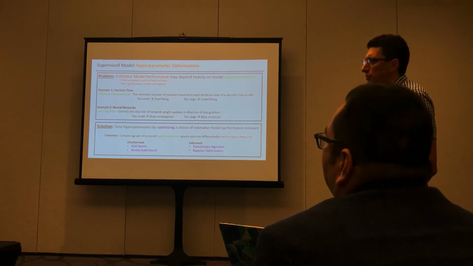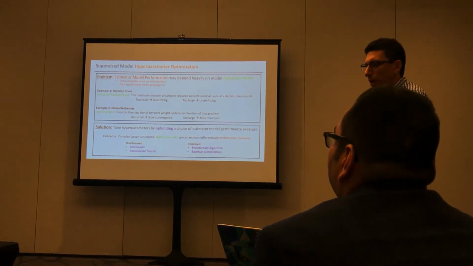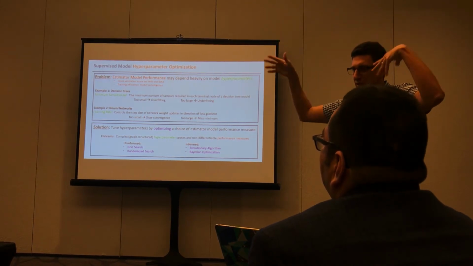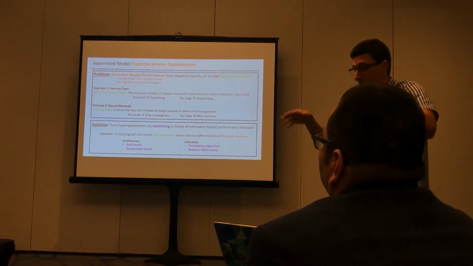This kind of controls model complexity, right? So as you're building a decision tree, let's say you have a bunch of samples in some Euclidean space, representing some feature space.